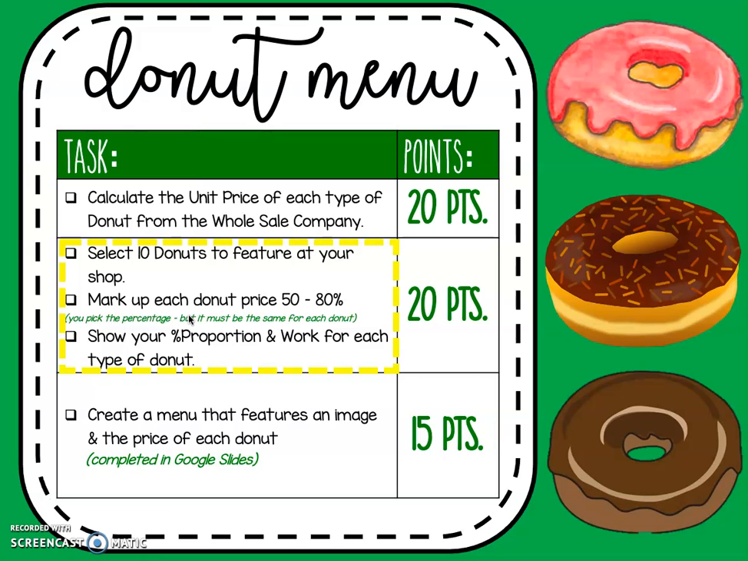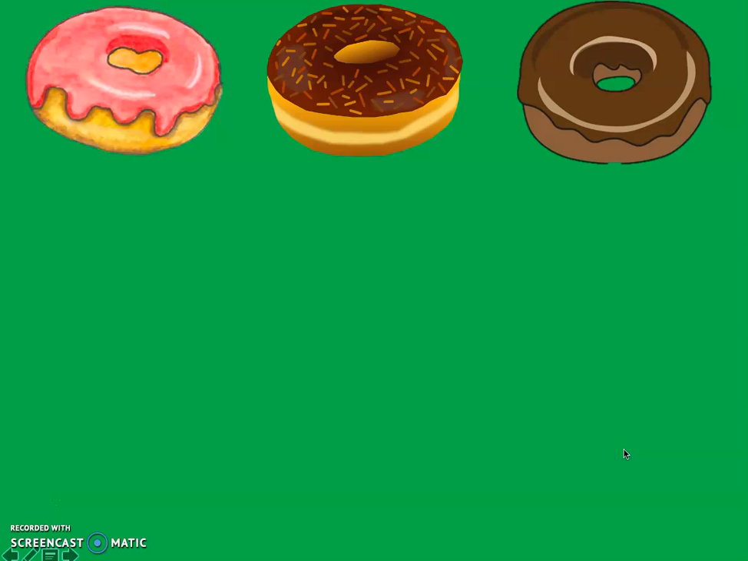Okay? You're going to show your percent proportion, and you're going to show all of your work for each type of donut. Now, this is also worth 20 points. So, how to mark up? First thing you're going to do is work with your partner, and select those 10 donuts that you're going to put on your menu.